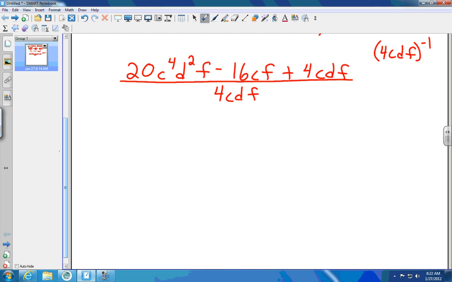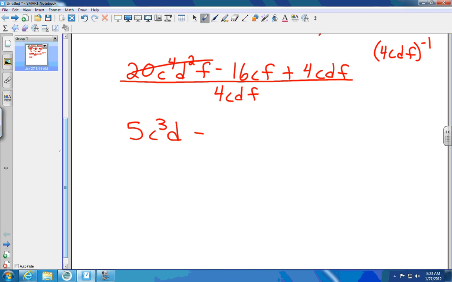So 20 over 4 would be 5. And then C to the fourth over C, take the smaller one up, C cubed, D squared over D, you left a D to the first, and then F over F cancels, so we're done with this term.